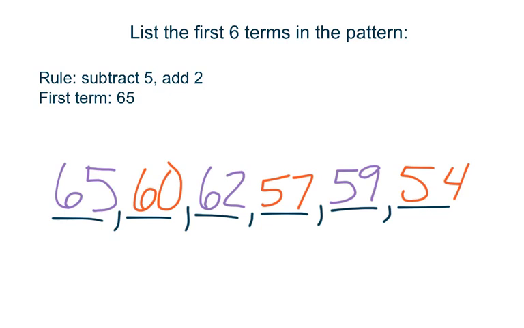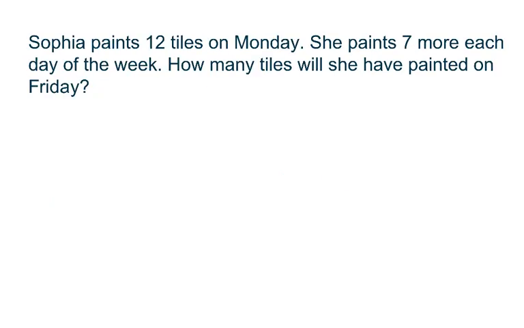How could we use this in reality? Sophia paints 12 tiles on Monday. She paints 7 more each day of the week. How many tiles will she have painted on Friday? What term in our pattern is Friday going to be? What number term in our pattern? Monday is going to serve as our first term, but what term would Friday be?